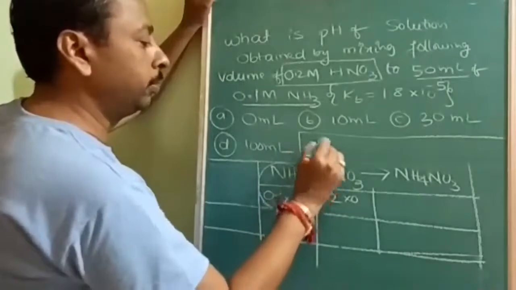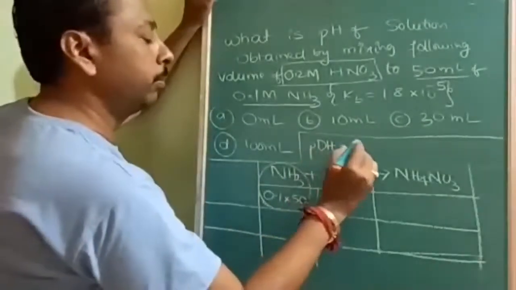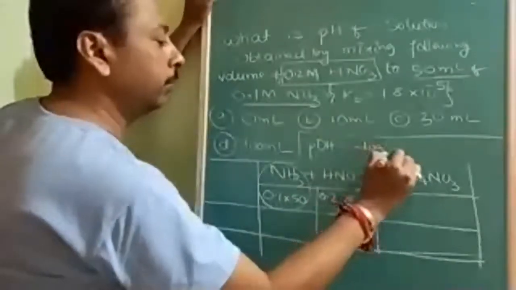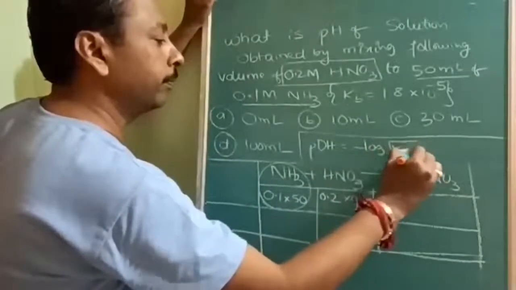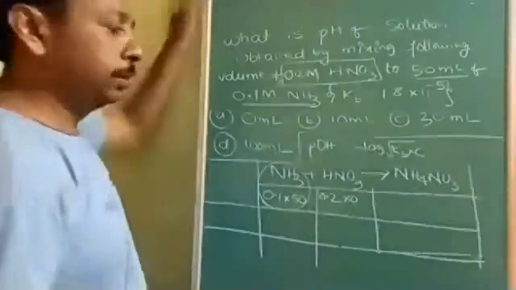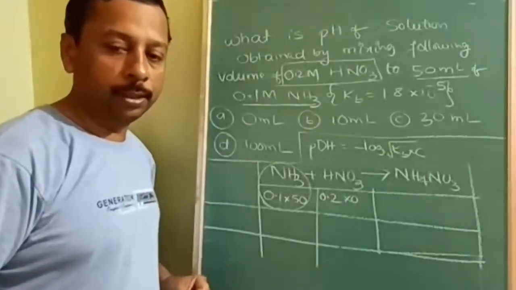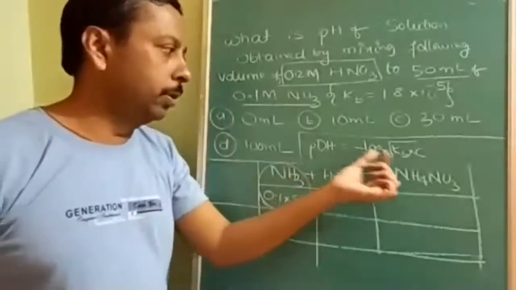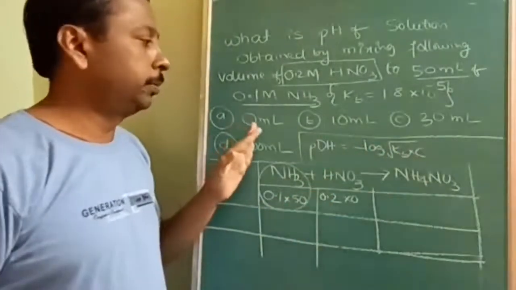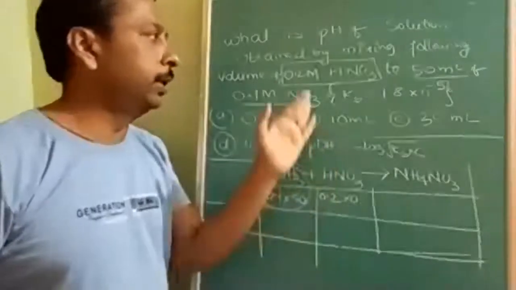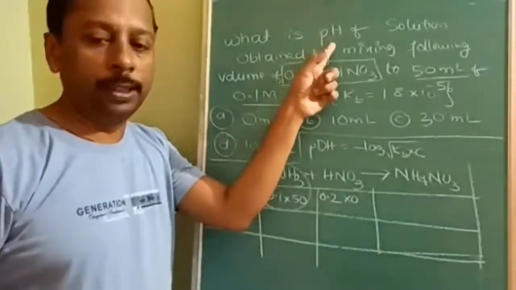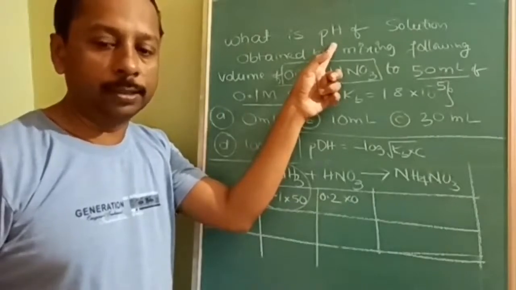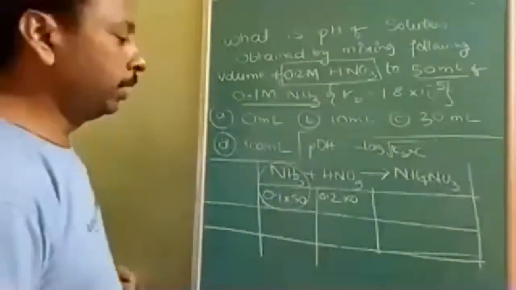So pOH you will get. pOH is equal to negative log of square root of KB into C. Like that you can get the first answer. In the first part you will find pOH, then here the question is about the pH, so you will do 14 minus pOH. Okay. Then coming to the next part.